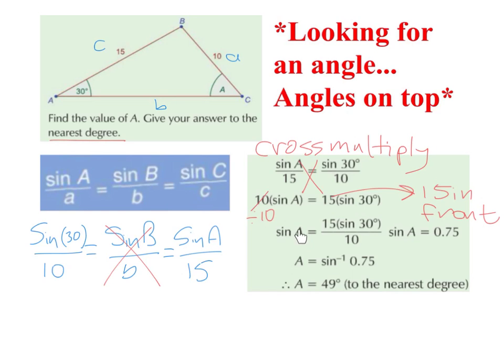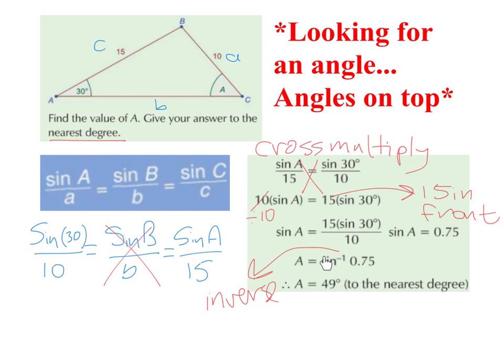So we need to find the angle, and because we don't know the angle, we have to use the inverse. We have to use the shift or second function button. Press sine, and sine minus 1 should come up. So sine minus 1 is known as the inverse of the sine function. So we can press sine minus 1, a bracket will come up, put in 0.75, close the bracket, press equals, and we get 49 degrees to the nearest degree.